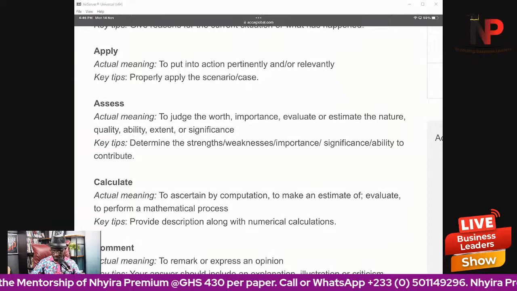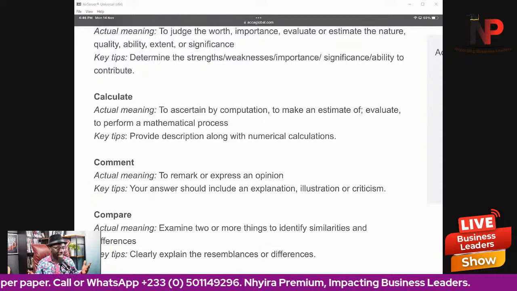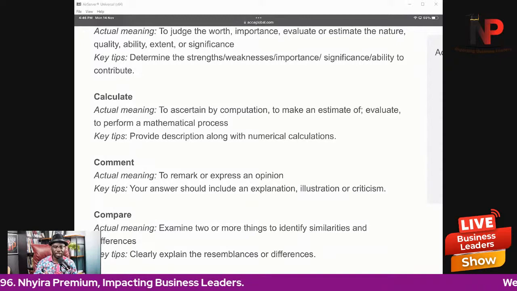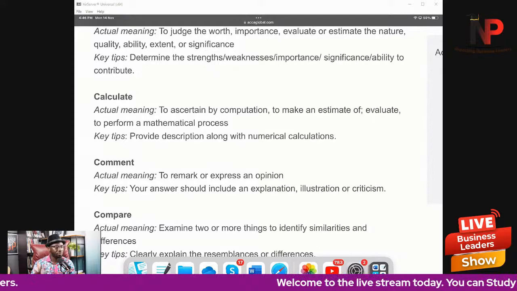Next one is calculate. This is obvious. We don't need a miracle for that. So calculate means to ascertain by computation. But you see, it is very important that you provide description along with a numerical calculation. This is what many students don't do.